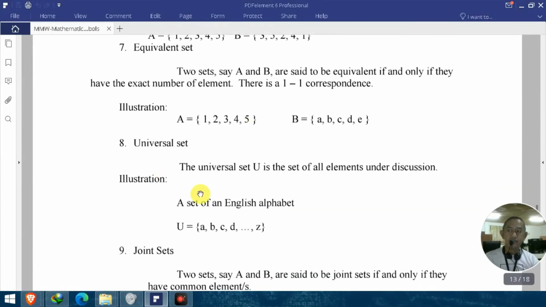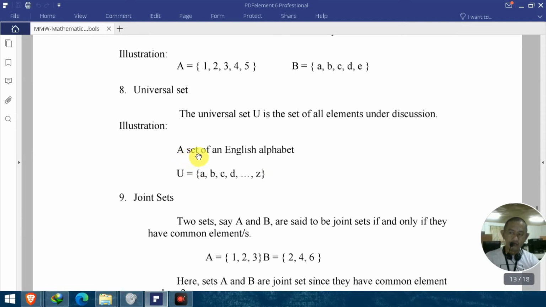The universal set is a set of all elements under discussion. For example, the set of English alphabet from A to Z. That's the universal set.